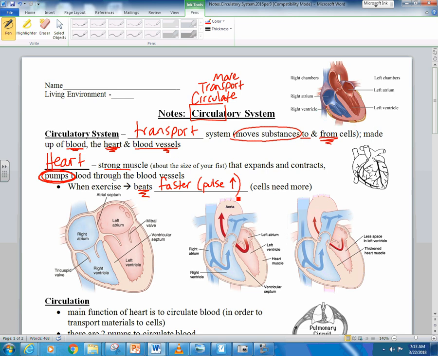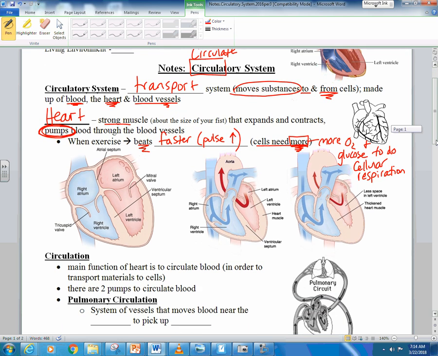And the reason why your heart beats faster is because your cells need more. They need more oxygen. They need more nutrients in order to carry out cellular respiration. So they need more oxygen and glucose to do cellular respiration.